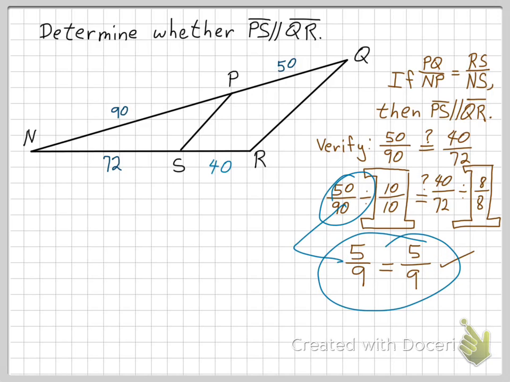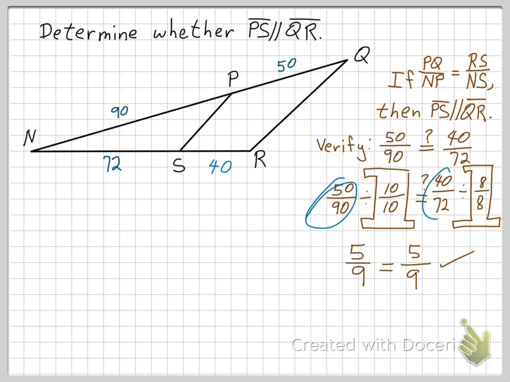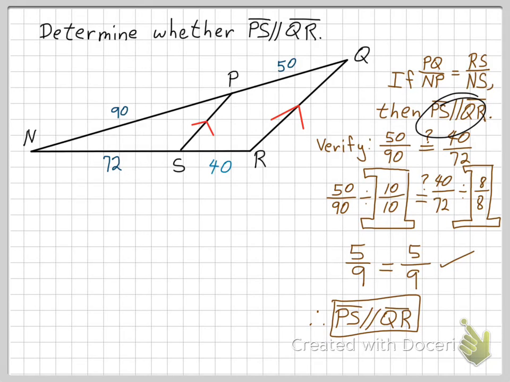But you need to do that so that you can compare the two ratios. It's sort of hard to see that 50 90ths is the same as 40 over 72, but it's not hard to see that 5 over 9 is the same as 5 over 9, right? So we do see, that's why I have this check mark here, we do see that they are in fact the same. So that can only happen if these two line segments are parallel to each other. Okay? So therefore, line segment PS is parallel with line segment QR.